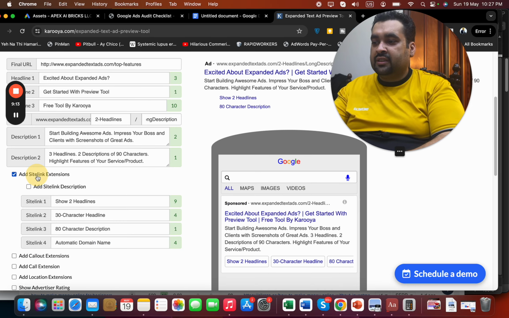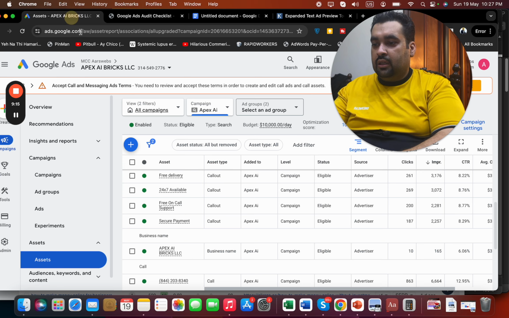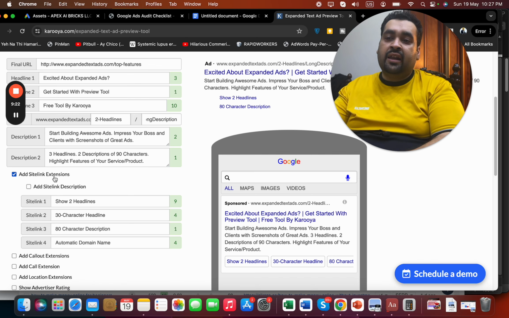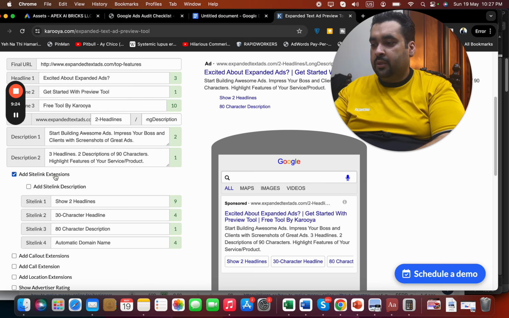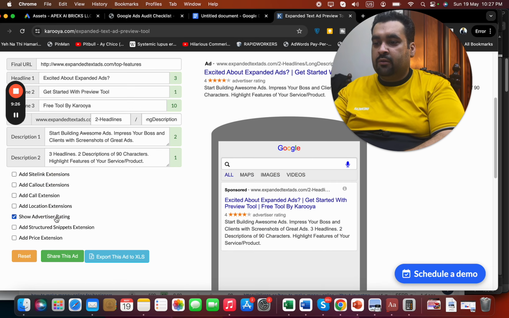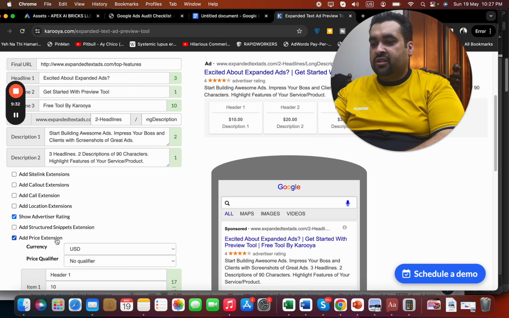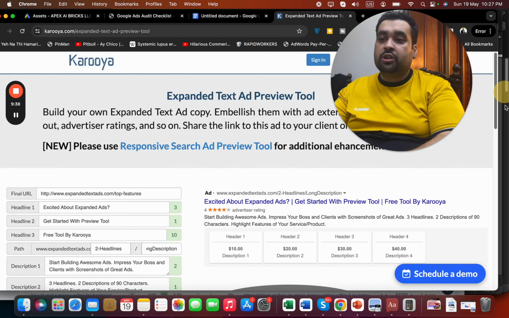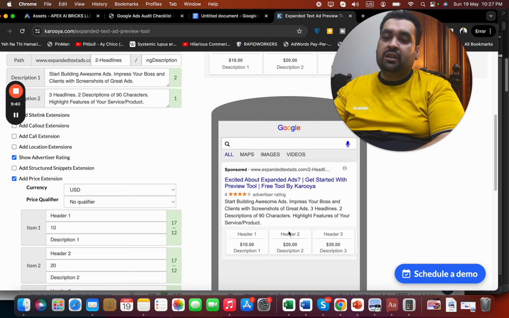For example, this is a sitelink extension they are using. Over here, these are the sitelink extensions. Sitelink extensions are different pages of the website. What I'm suggesting is advertiser rating. You can see that advertiser rating increases authority and trust. I also suggested adding a price extension or a promo deal. The promo deal is another extension which is not being shown over here, but you can use it on Google Ads. Through it you can show deals on discounts.